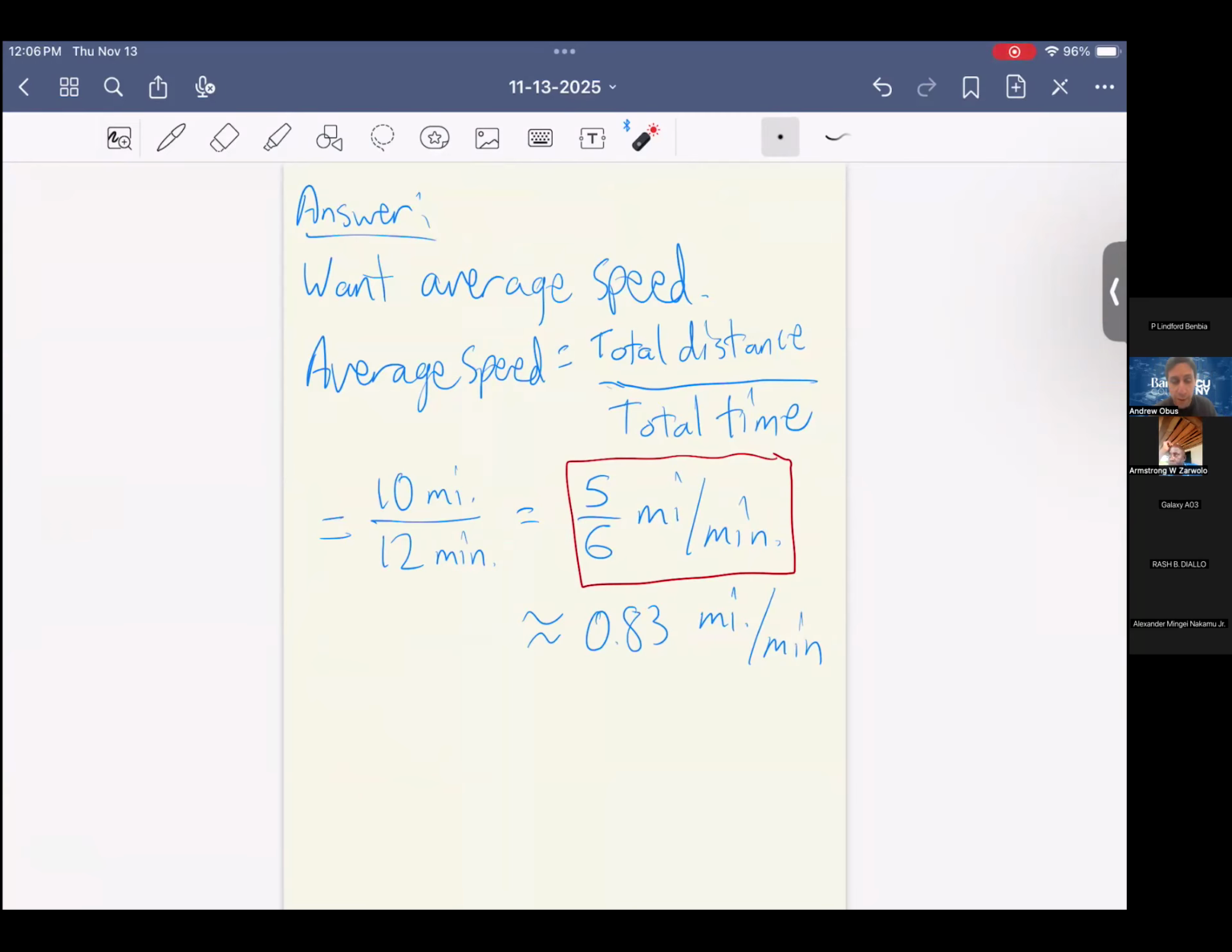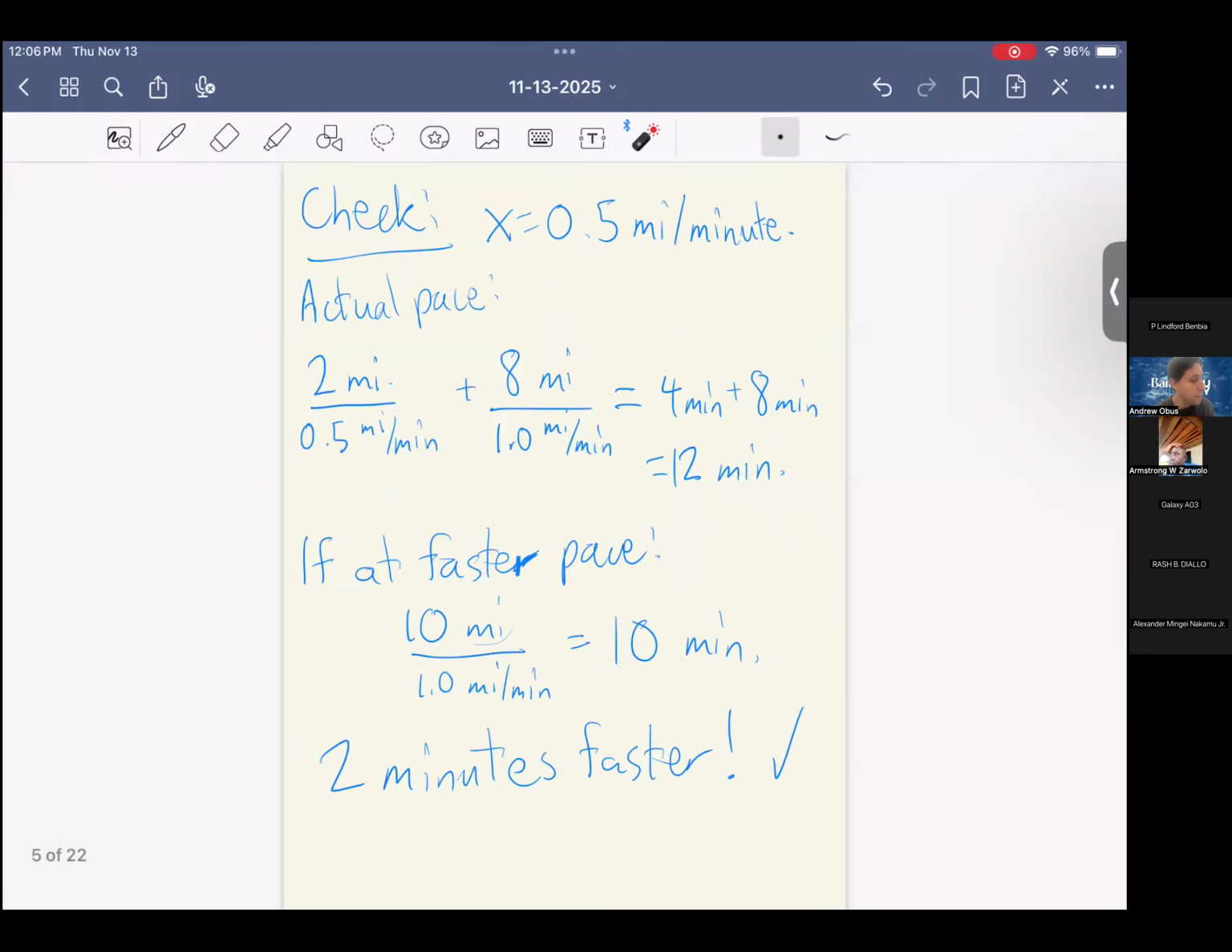Yes? I have a question on the problem. In the faster case we have 10 miles per minute? Mm-hmm. It's 1.0 miles per minute. There's a decimal point here. Oh, okay, I see it. Yeah, so this decimal point right here.